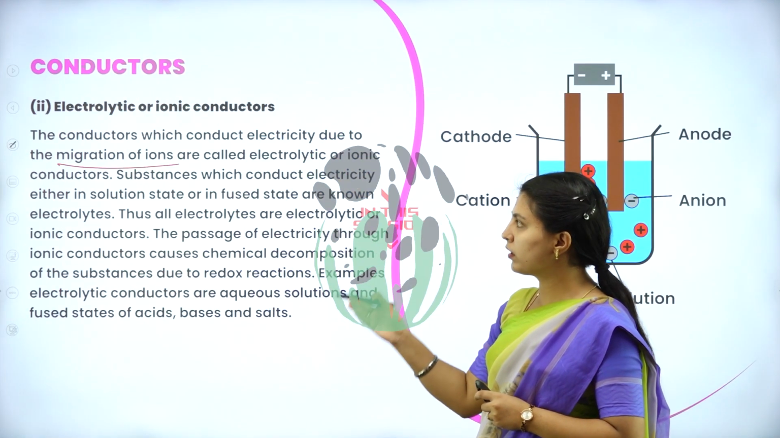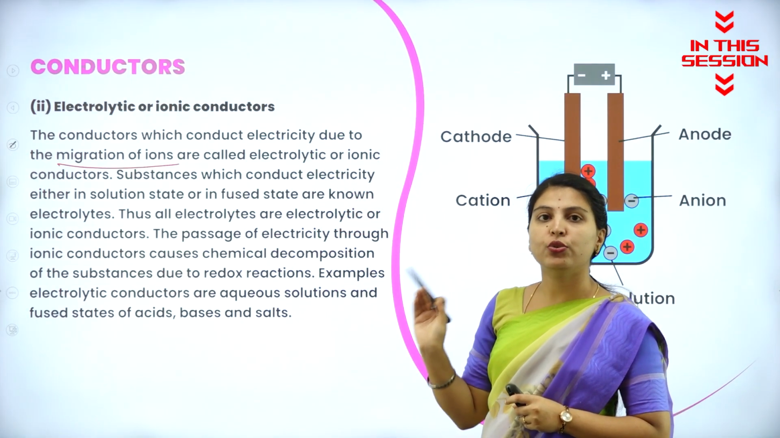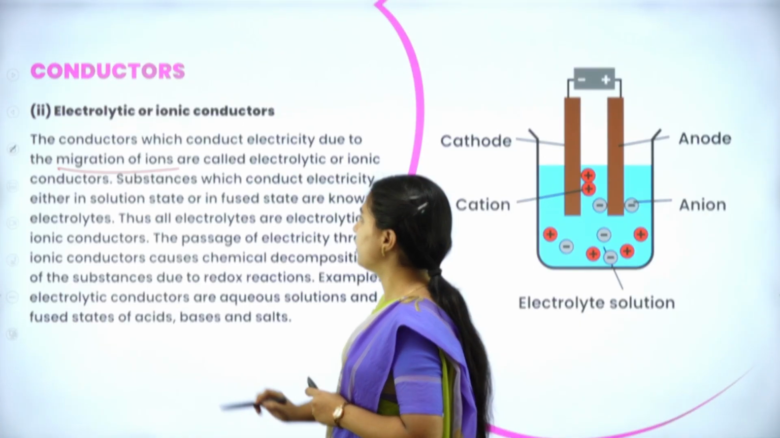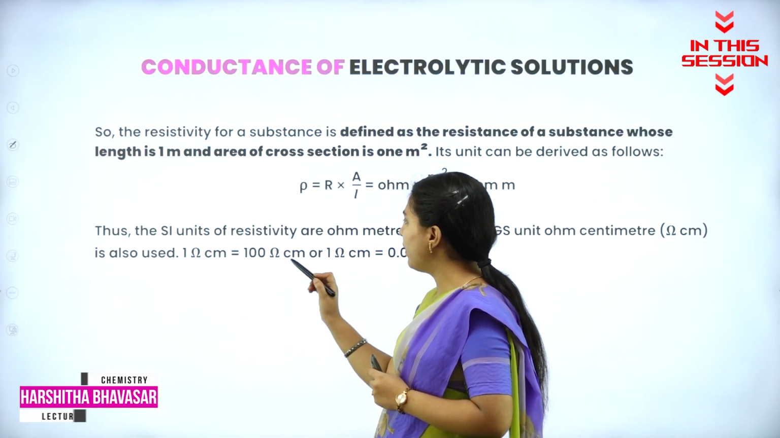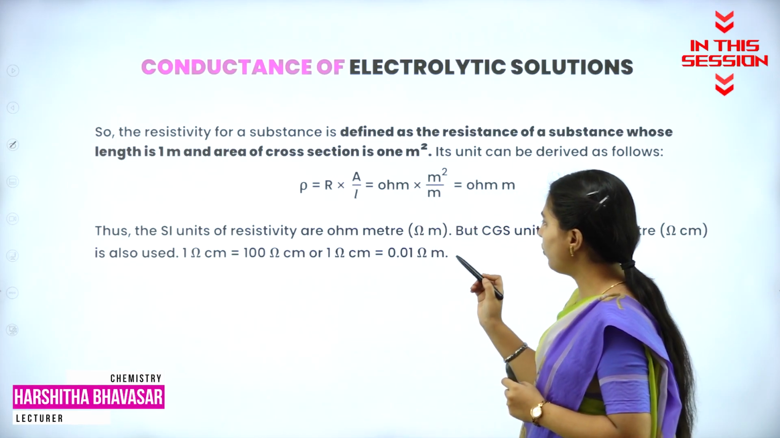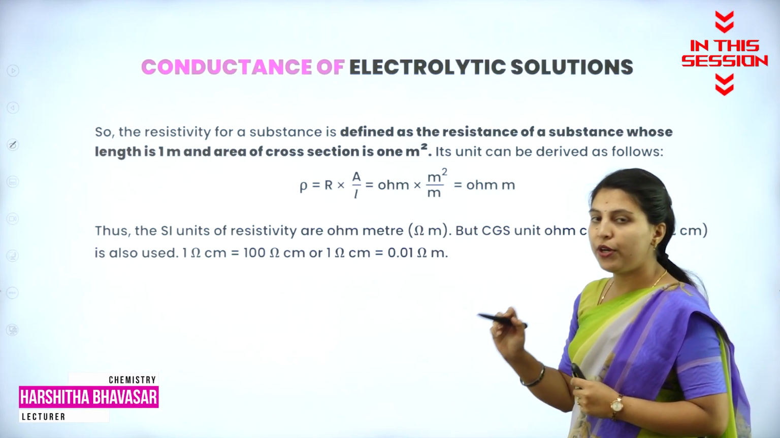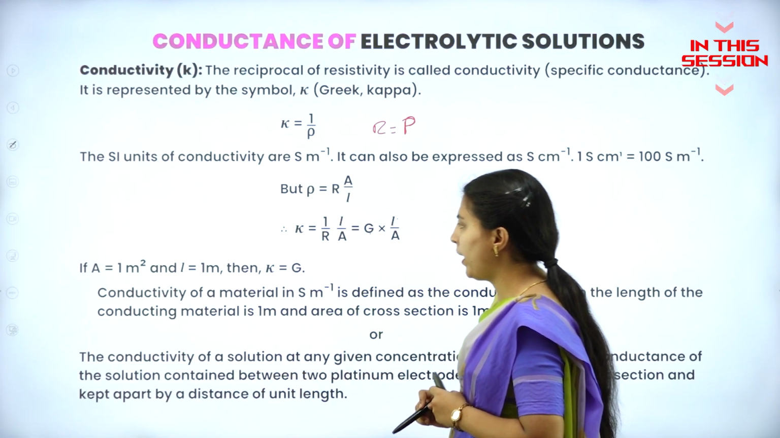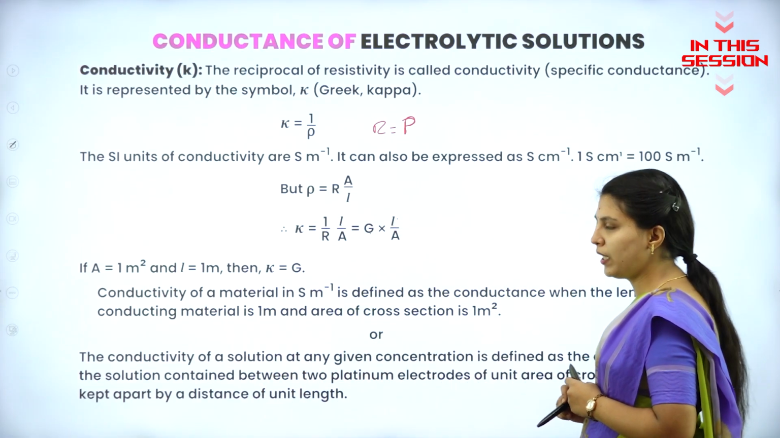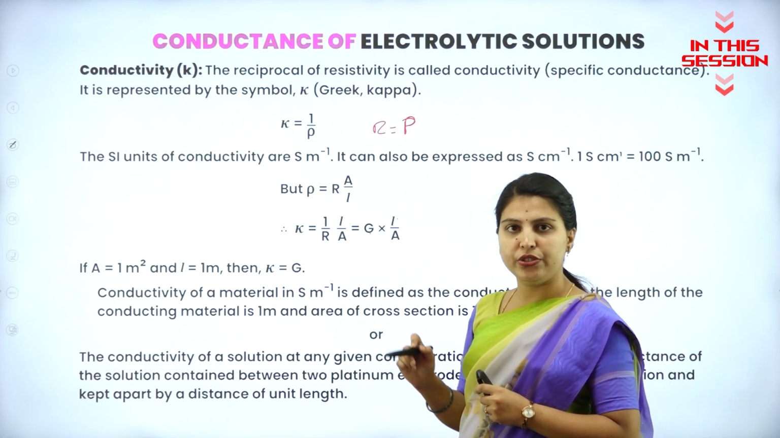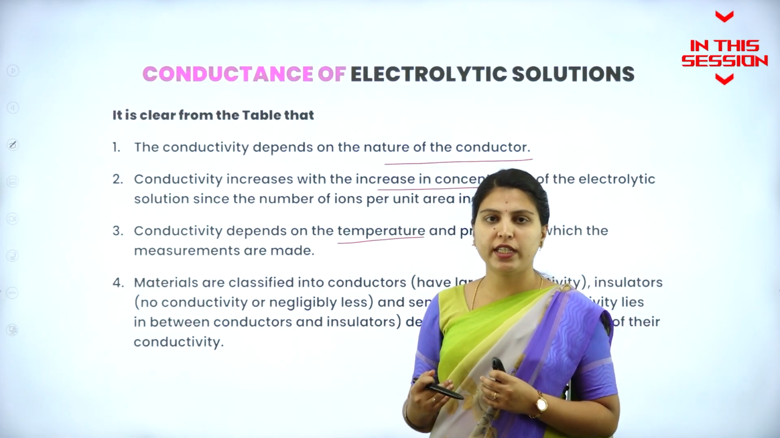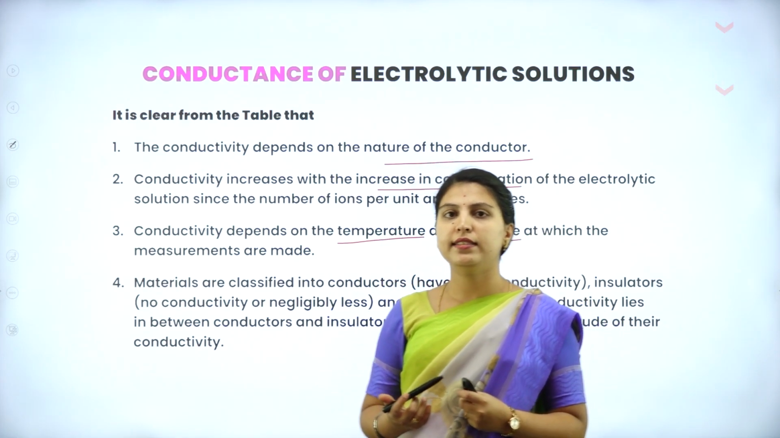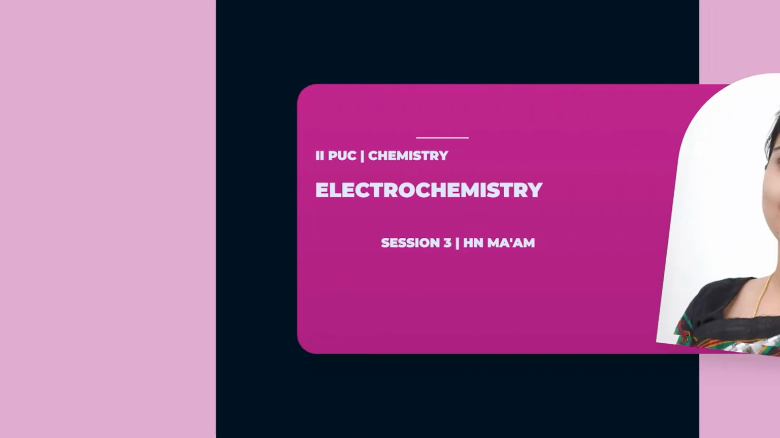Electrolytic or ionic conductors conduct electricity through the migration of ions. 1 ohm centimeter equals 100 ohm centimeter, or 1 ohm centimeter equals 0.01 ohm meter. If A equals 1 meter square and L equals 1 meter, then kappa will be equal to G. Based on the magnitude of conductivity, materials are divided into conductors, insulators and semiconductors.